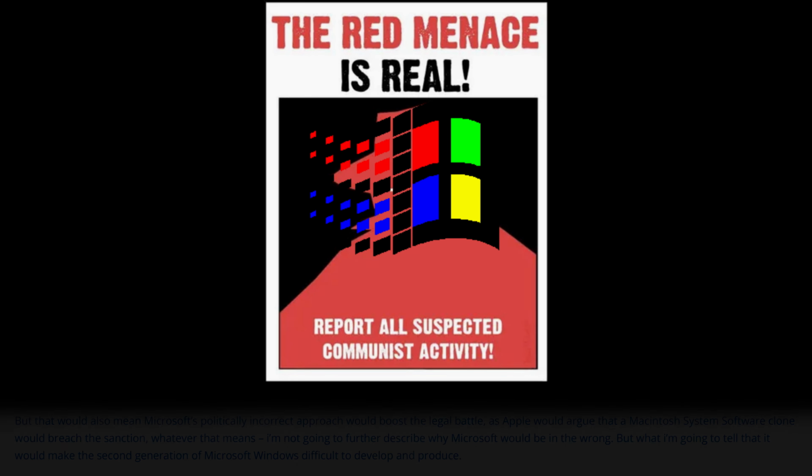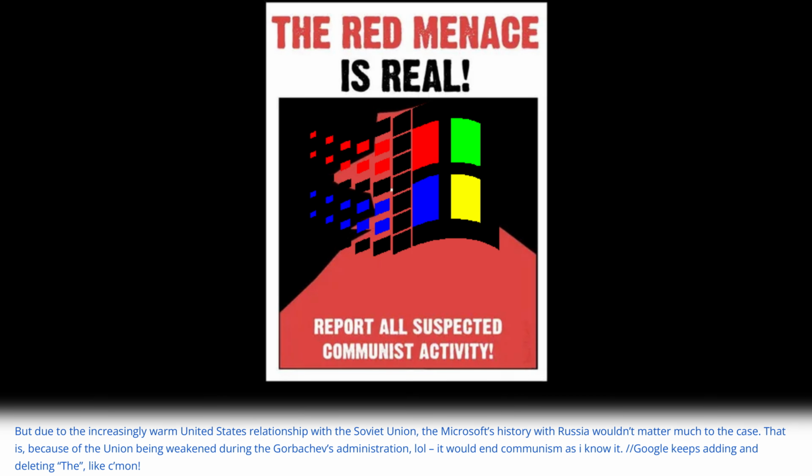produce. But due to the increasingly warm United States relationship with the Soviet Union, Microsoft's history with Russia wouldn't matter much to the case. That is because of the Union being weakened during Gorbachev's administration. No, it would end communism as I know it.